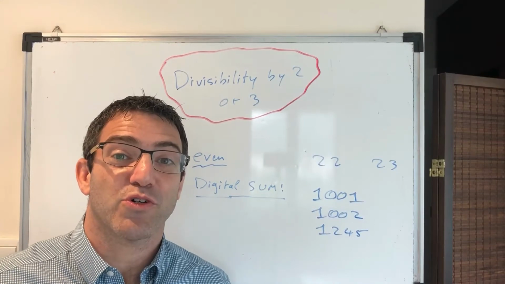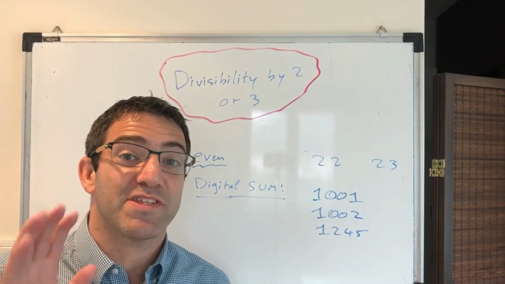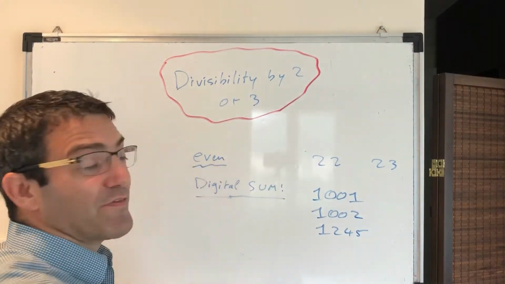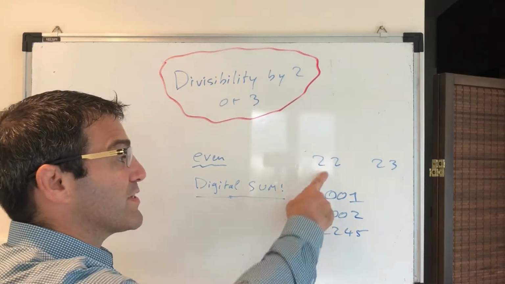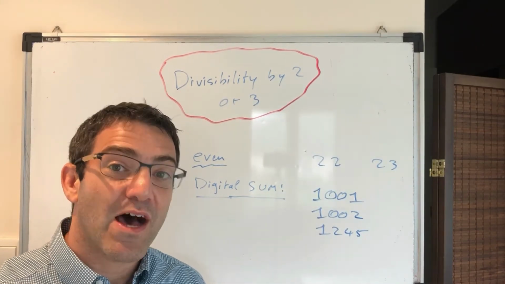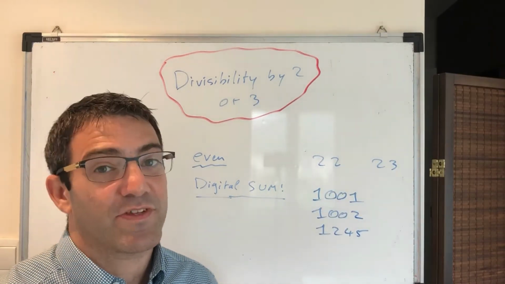A very quick one to talk to you about divisibility rules, but very simple divisibility rules. Okay, so divisibility by 2 or by 3. A number is divisible by 2 if it's even. So 22, for example, is divisible by 2 because 22 is even, so you can halve it. 23 is odd and it's not divisible by 2.